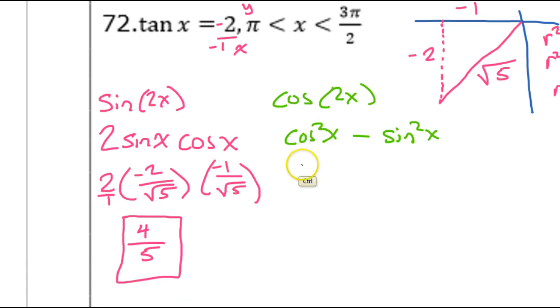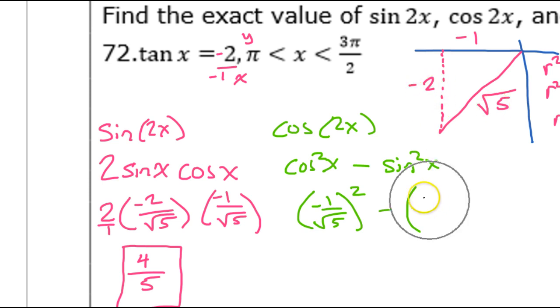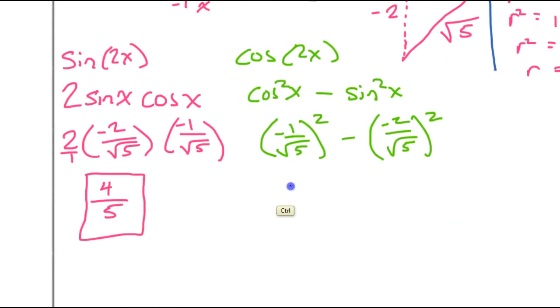But at any rate, cosine of x is going to be x over r. So that's negative 1 over radical 5. And it's cosine squared, so there you go. And then sine squared. So that is y over r. So negative 2 over radical 5. And that is squared. So I just need to simplify this down.